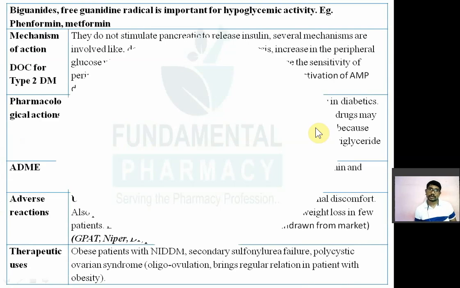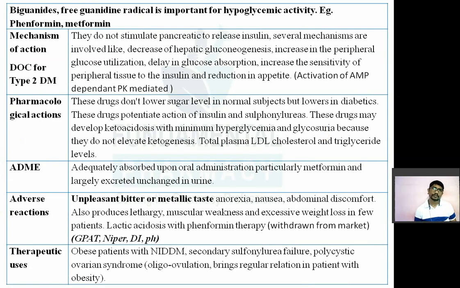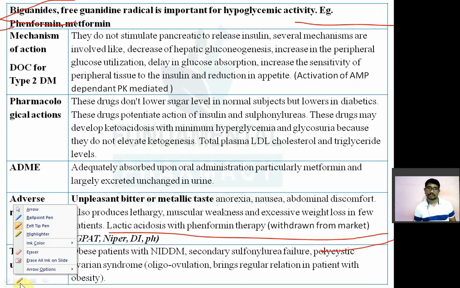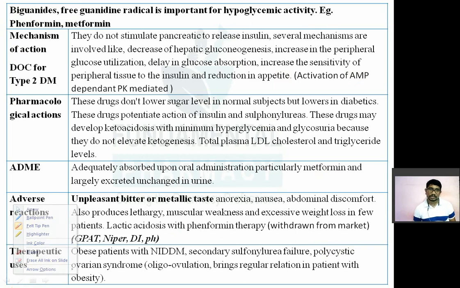Now you can see over here again, the second class is the biguanides. In the biguanides we have phenformin and metformin. In the case of biguanides, the free guanidine radical is important for the hypoglycemic action. Out of these, phenformin has been banned in India since 2006, because phenformin has one adverse reaction. In the biguanide class you have two examples, phenformin and metformin. Nowadays metformin is used, but phenformin is not used.